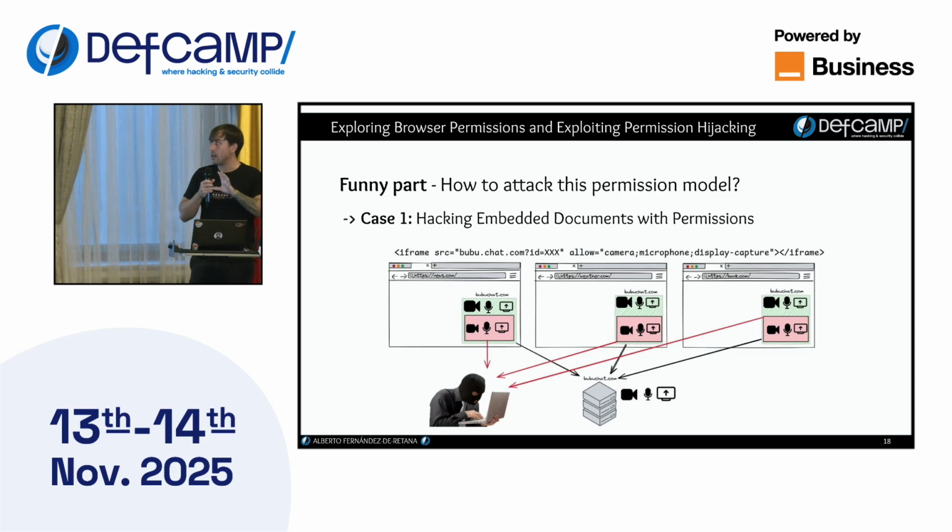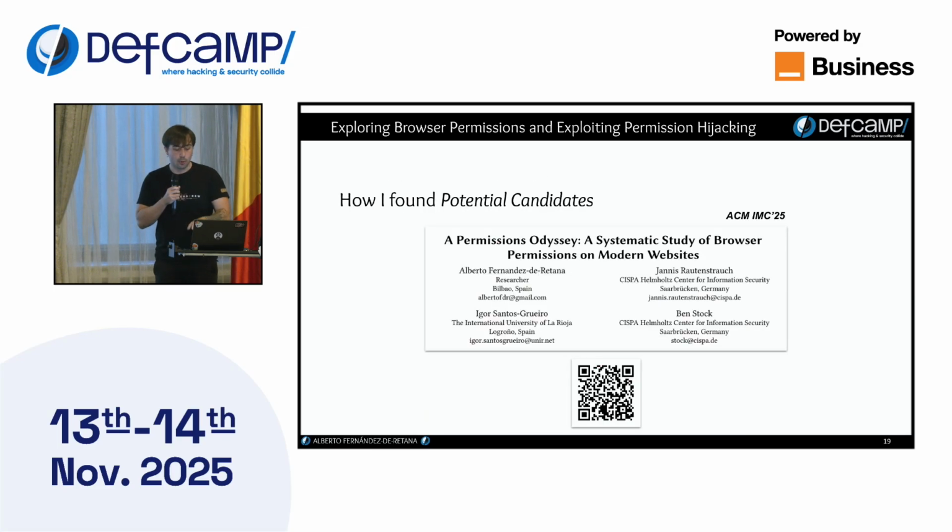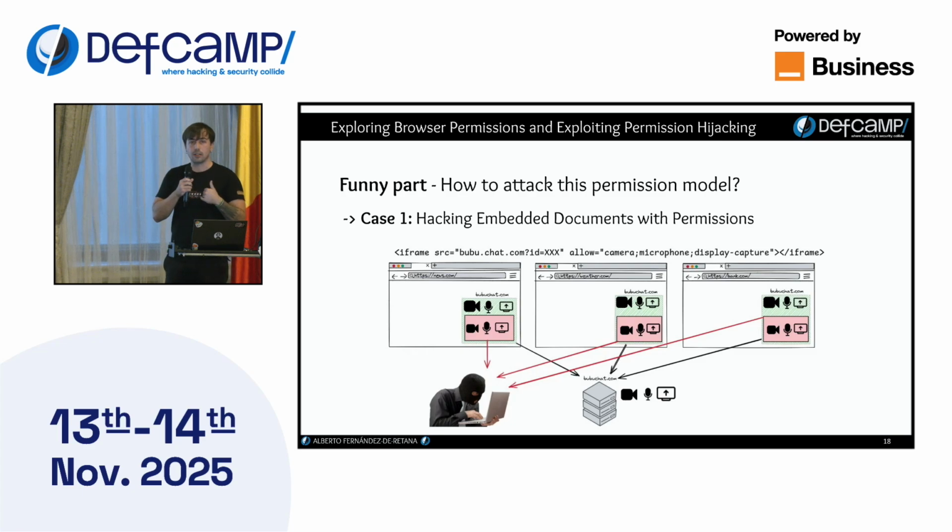As we saw, some of the misconceptions are really important here, like the one that in the pop-up, the iframe doesn't appear and only the top-level document appears. And so this is the first threat model to the browser permission model. On this one, there are two popular cases in which I will explain some vulnerabilities that I found.